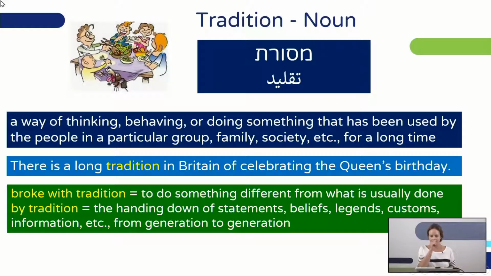Now, the definition would be a way of thinking, behaving, or doing something that has been used by the people in a particular group, family, society, etc. for a long time. An example sentence would be, there is a long tradition in Britain of celebrating the Queen's birthday. Okay? Now in our extras we have here, broke with tradition. So when you say someone broke with tradition, it means to do something different from what is usually done. When you say by tradition, it means the handing down of statements, beliefs, legends, customs, information, etc. from generation to generation.